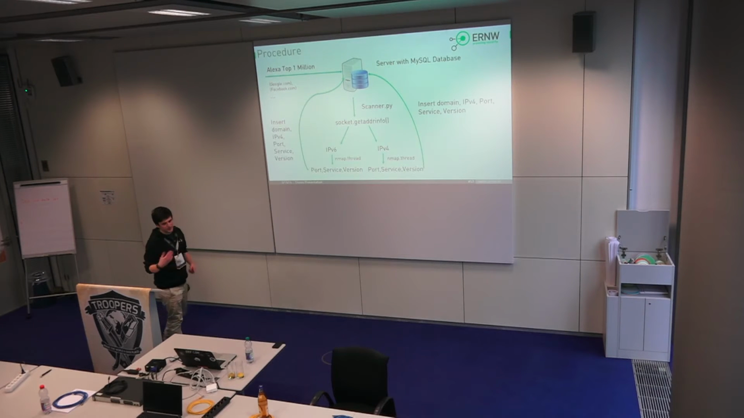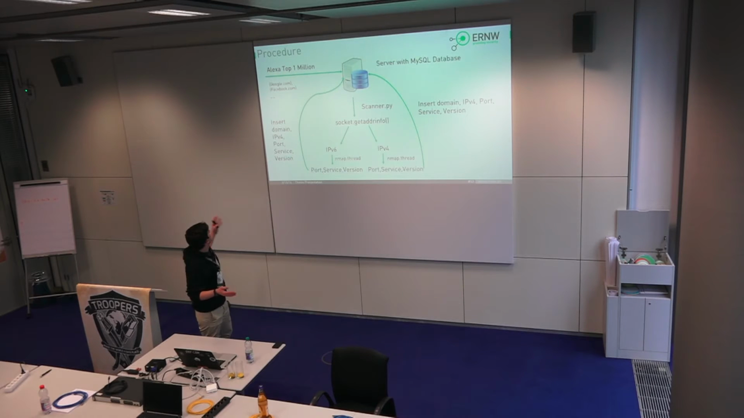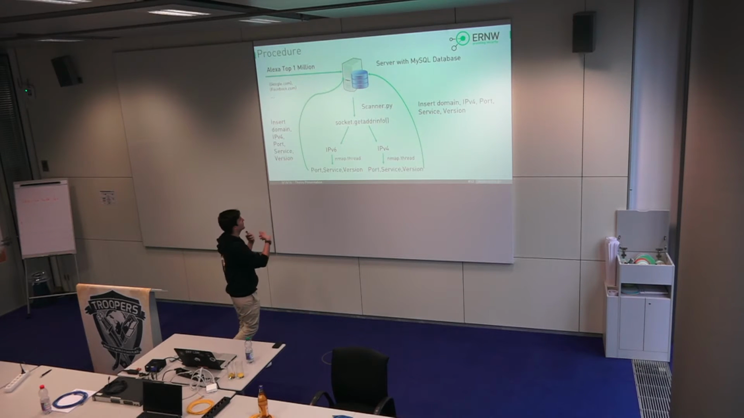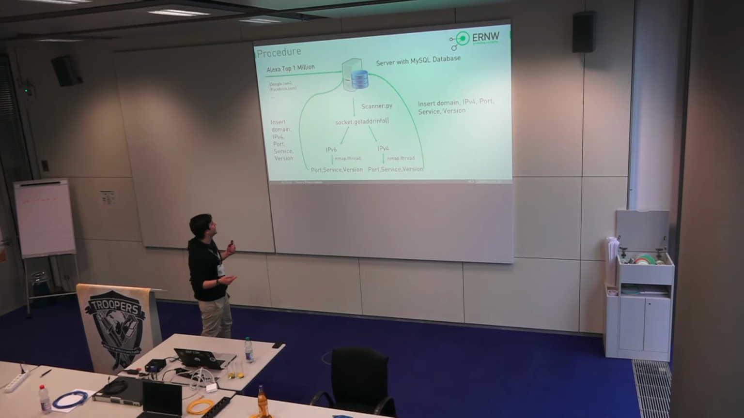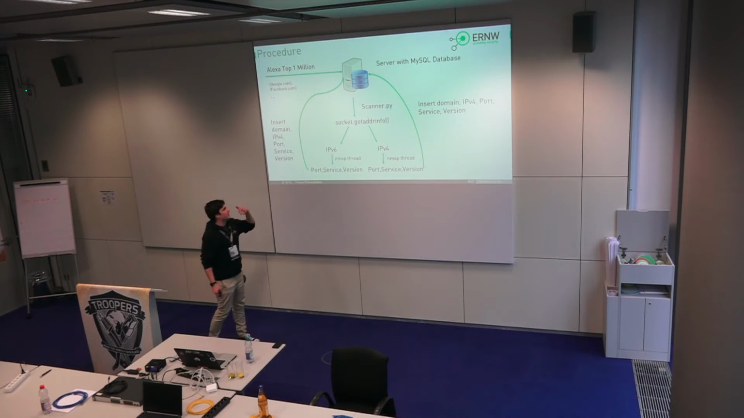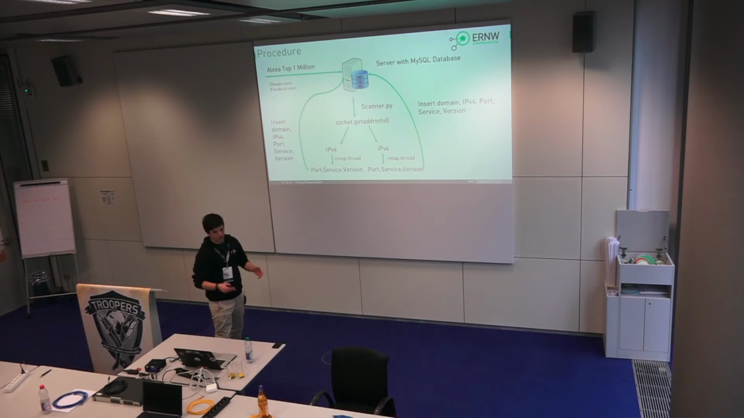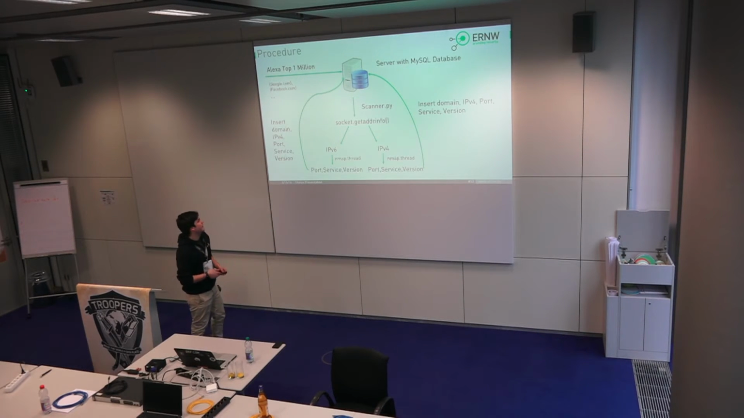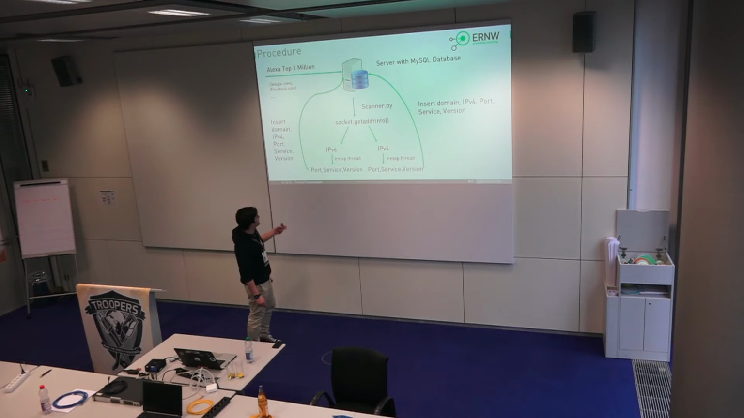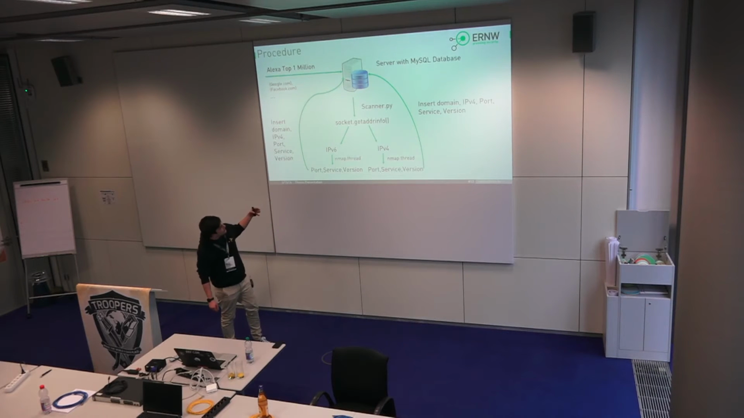Now, the procedure of how the script worked. As an input, it got the domain. The scanner then used Python's socket.getaddrinfo and identified whether the domain has an IPv6 address and an IPv4 address. If both are there, then Nmap started to do a port scan of the IPv6 address and the IPv4 address, and everything is then stored in the database.